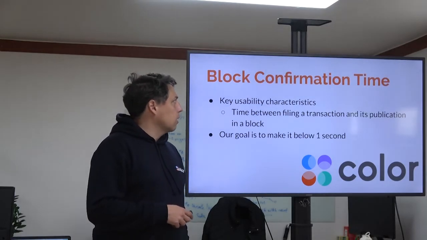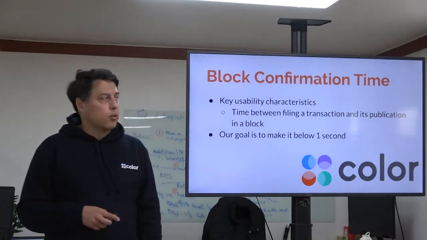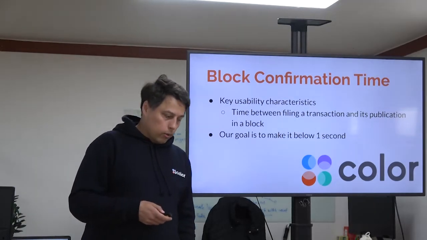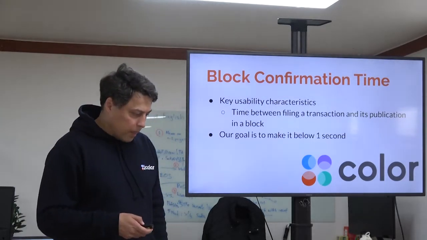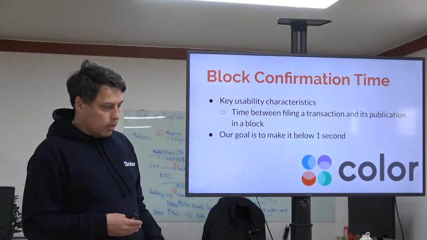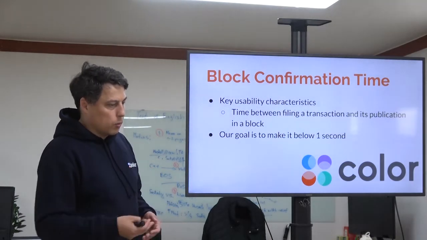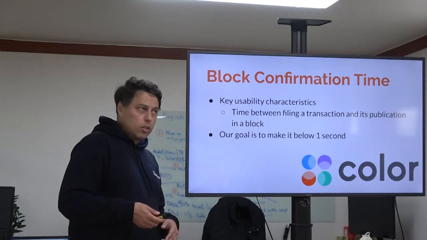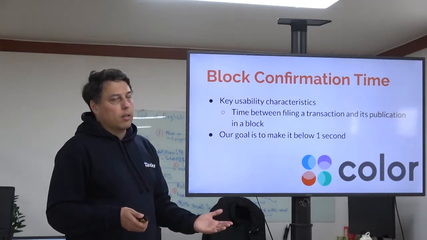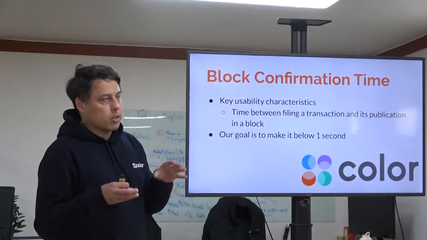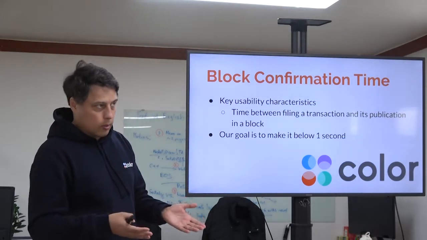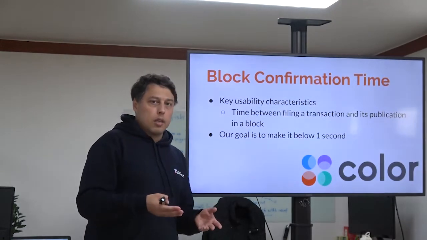And block confirmation time is actually the key usability feature of a blockchain platform, because it specifies the time between submitting a transaction and having it mined in the block. Not just mined in the block, but mined in the block that could not be reversed. So actually this is the major business case.